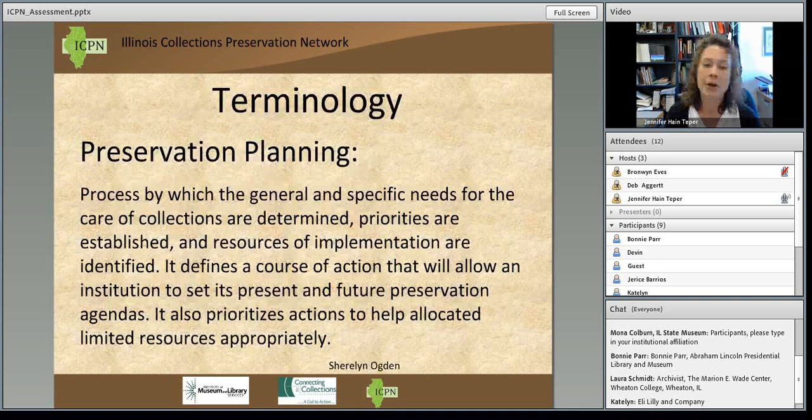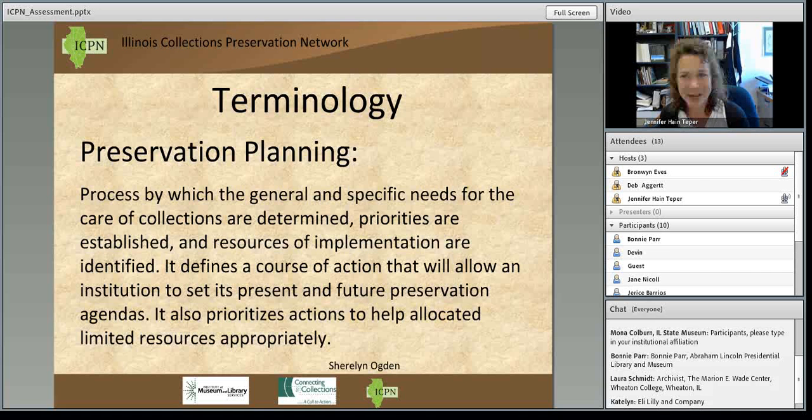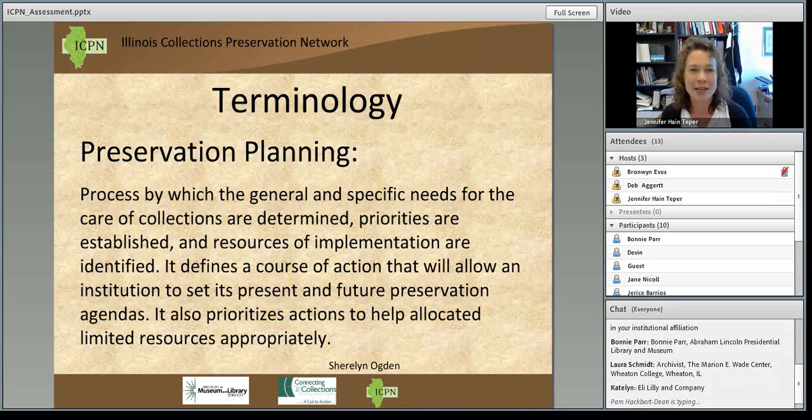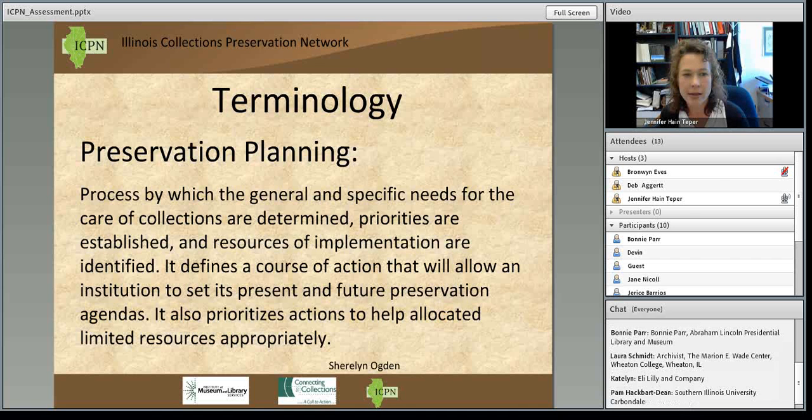Okay, so Sherilyn Ogden has a great definition of the preservation planning process, and I really can't do it any better than she already has. She defines preservation planning as the process by which the general and specific needs for the care of collections are determined, priorities are established, and resources for implementation are identified. It defines a course of action that will allow an institution to set its present and future preservation agendas. It also prioritizes actions to help allocate limited resources appropriately.